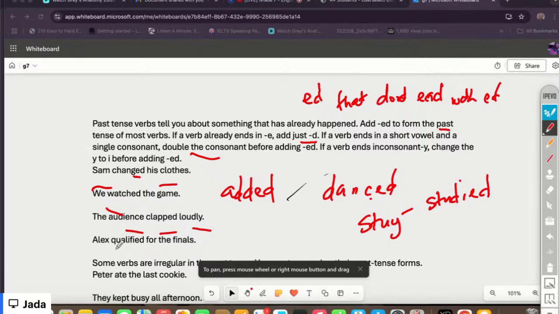We have Alex qualified for the finals. Qualified also. So qualify is usually like this with y. If you want to put it in the past, you have to change the y to ed. So qualified. Okay, so you change the y to ied. So that's how you write the past tense form of it.